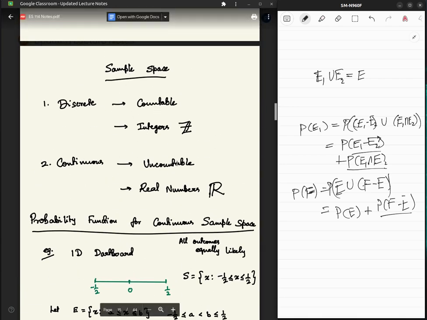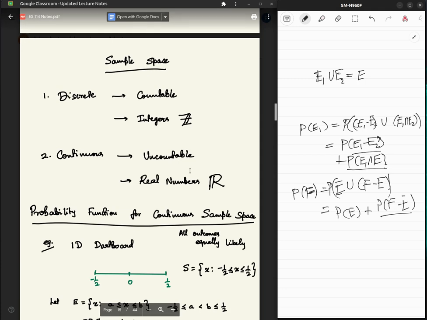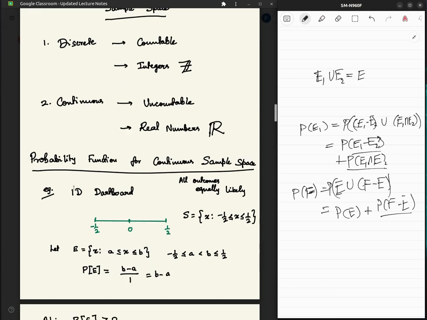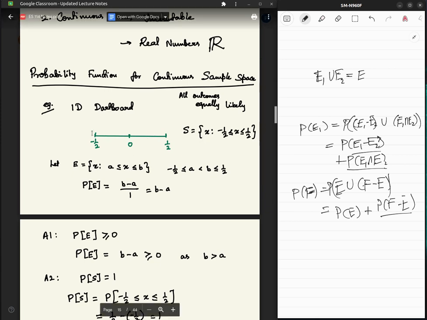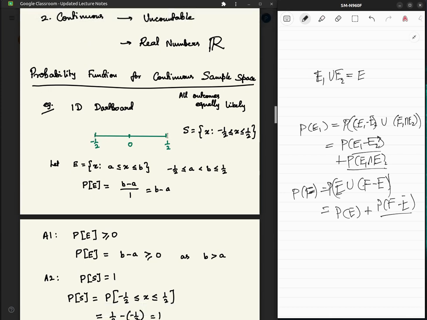Sample space, discrete and continuous. Countable integers. Okay, countable real numbers. Probability function for continuous sample space. Okay, so you define an event as all x such that x is between a and b. So the dart goes on all these values of x, right? The event that it goes in any of the values in the set of x such that x is between a and b, that's our event E. So the sample space is this thing. We know that the dart has to go on this green line. So the event E is that it goes in a specific range a to b.